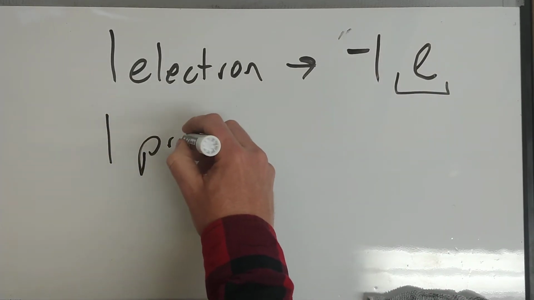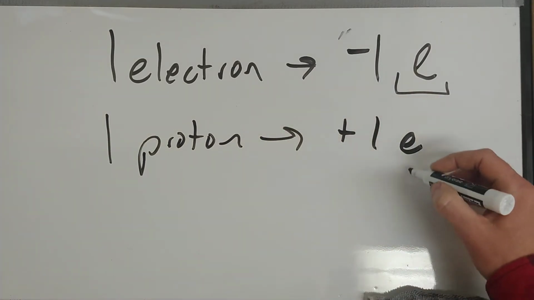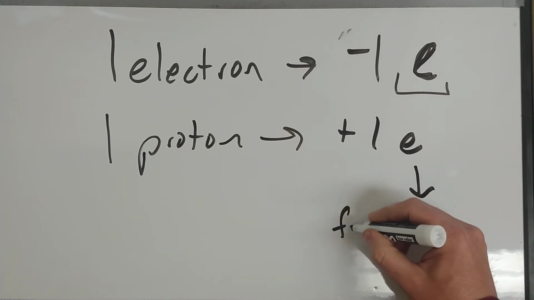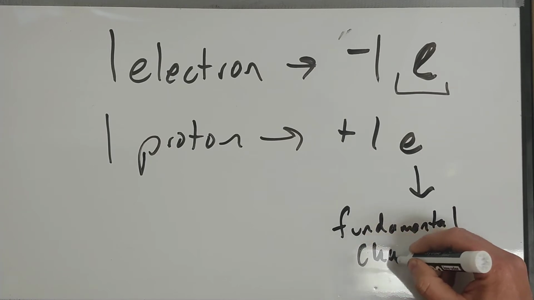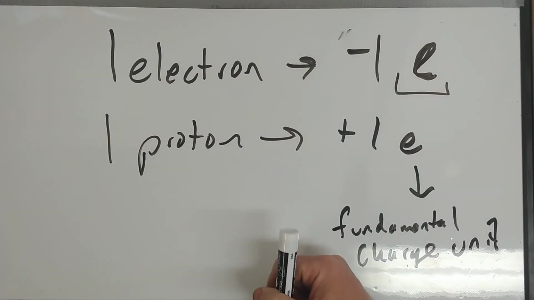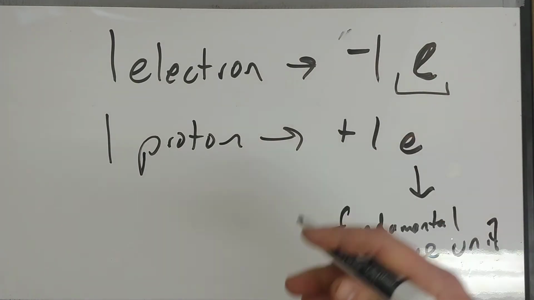One proton carries a charge of +1 e. And this kind of script e thing is called a fundamental charge unit. 1e, -1e, fundamental charge unit. Lots of times you don't even write the e. We just say it's +1, +2.